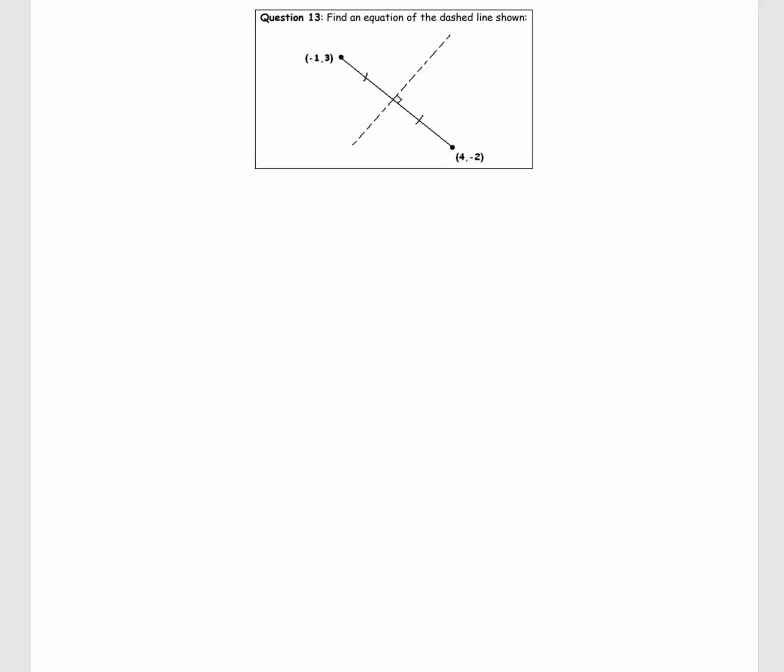Question 13 is asking us to find an equation of the dashed line shown below. So looking at this picture, we can see this indicates here that it crosses at a right angle, which means that the dashed line is perpendicular to the solid line. And these ticks here indicate that each segment on either side is the same length.